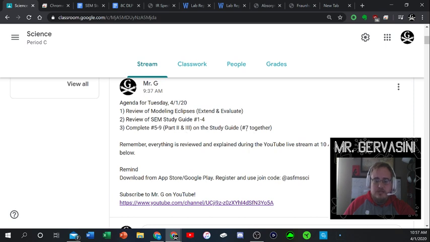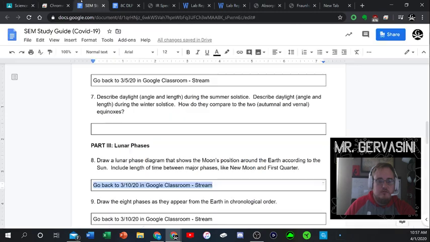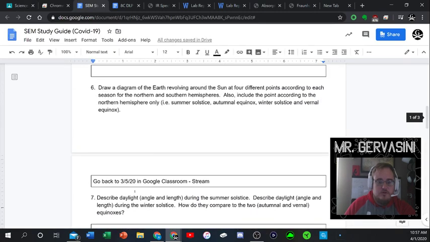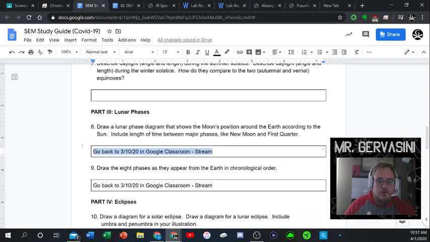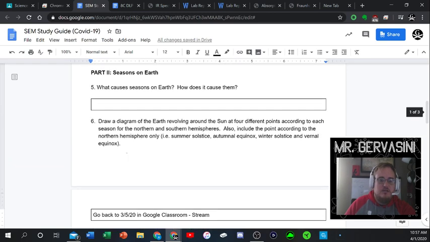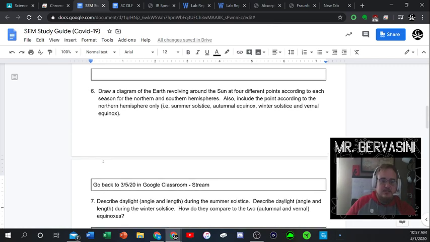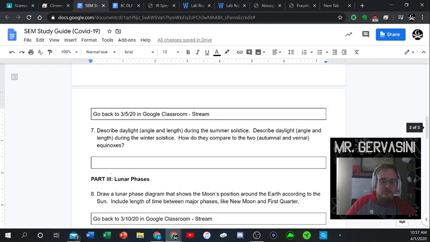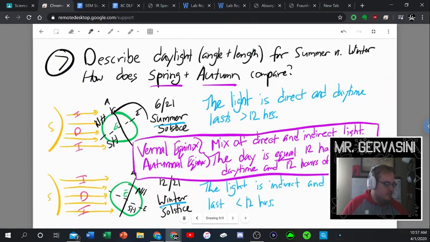We just did 7 together. A lot of the questions, 5 through 9, require a diagram. The diagrams, I put the dates here. Number 6, go back to March 5th. And then in part 3, go back to March 10th. Those diagrams for the lunar phases are there, and the diagram for the seasons is there. 7 requires a little bit of writing, but I did that writing with you.